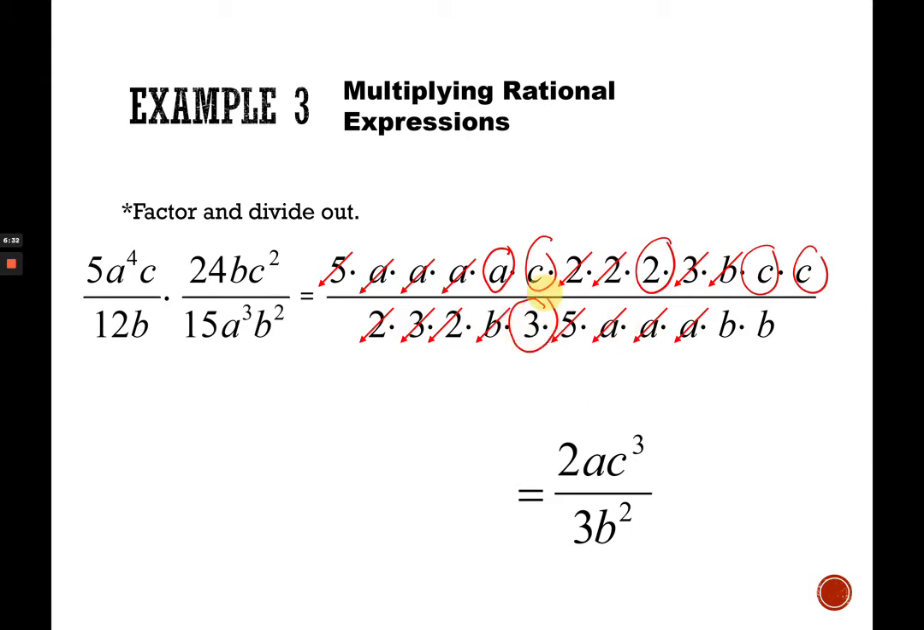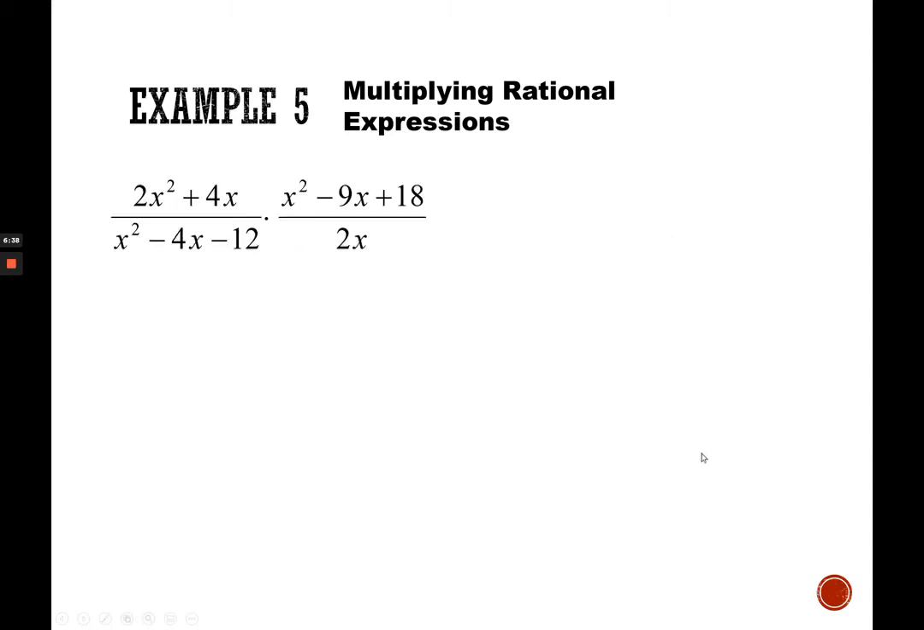You have also a 3 and then B squared. Okay, let's have another example. Now you have a complete polynomials, rational expression with trinomials.